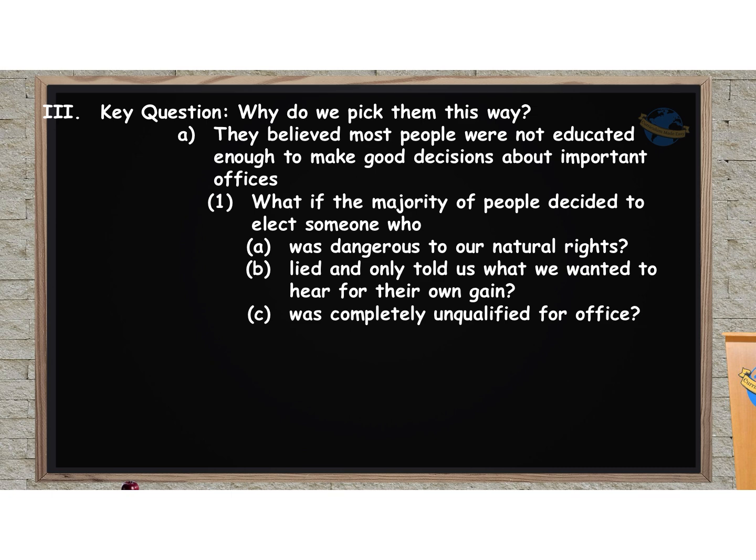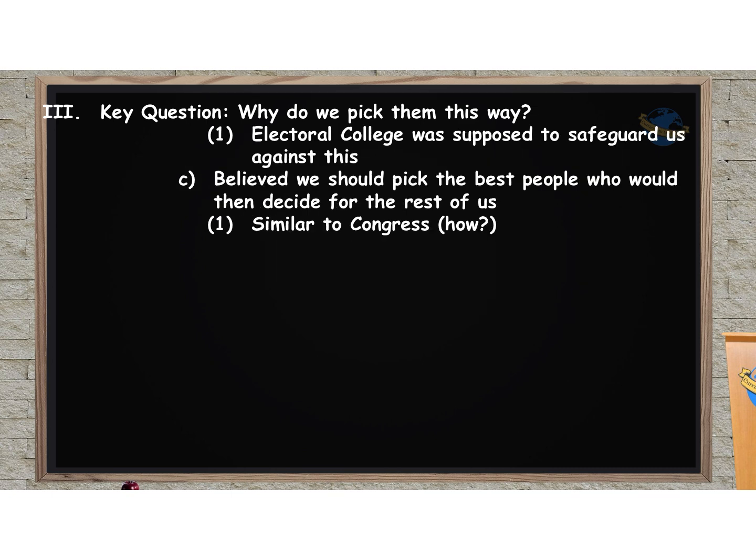What if the majority of people chose someone who's completely unqualified for office? Well, the Electoral College was supposed to be a safeguard for us against all this. They believed that if we picked the best amongst us to then make the decision for us, that would be a safeguard to protect us from making bad decisions.